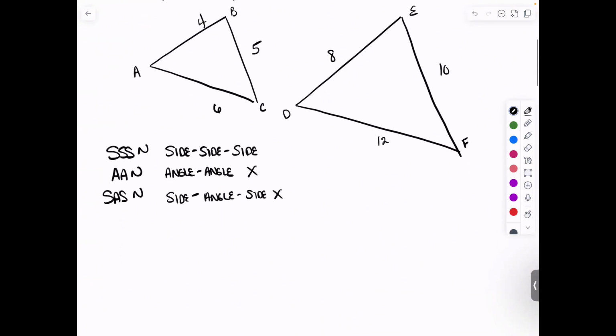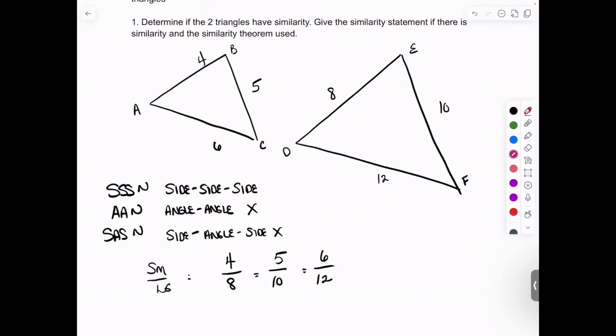And all we need to do is prove proportionality, meaning I can look at the ratios here. I'm going to set up the ratios and go into more detail. Okay, so we're comparing small to large. So we're comparing 4 to 8, 5 to 10. We're looking at our corresponding sides, and then 6 to 12.